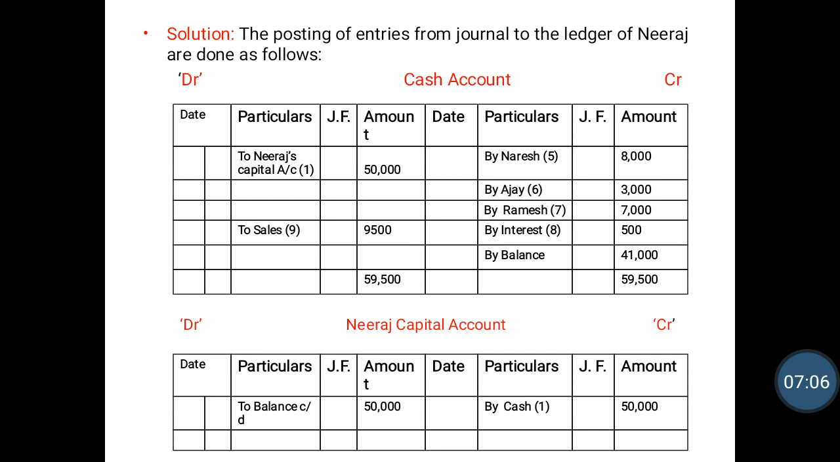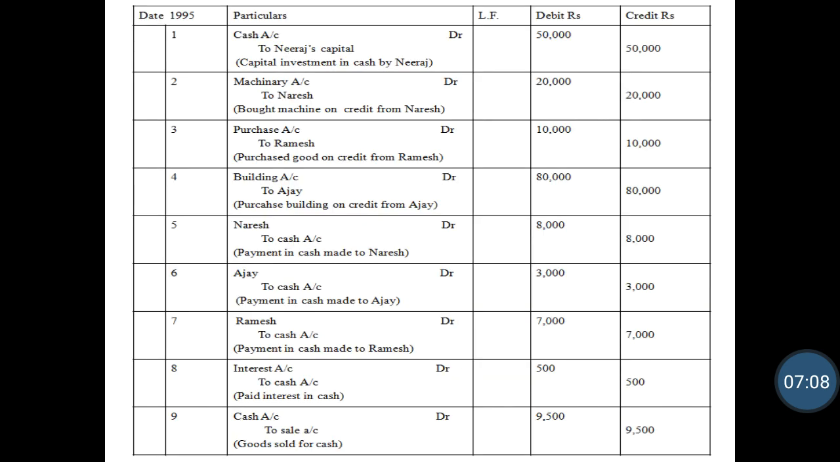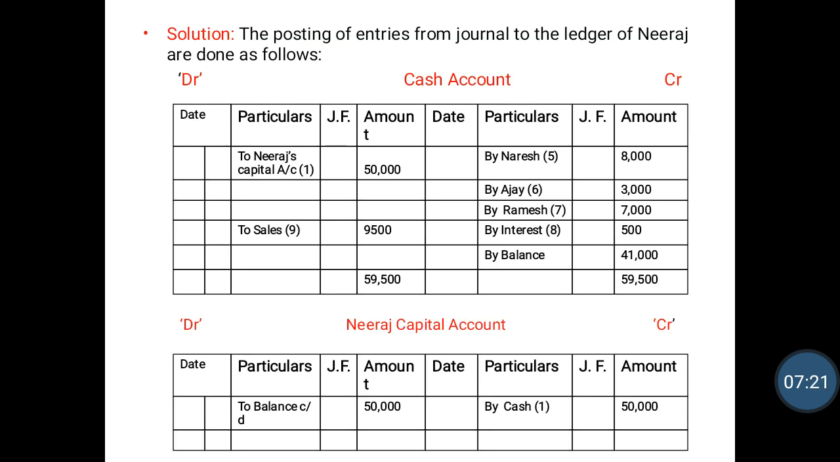Suppose here the cash account entry is debited and the amount is 50,000 rupees. So in the cash account, write down that entry, that is, To Neeraj capital account, 50,000 rupees. So that is debited in the journal.